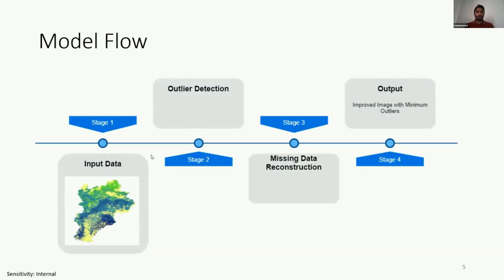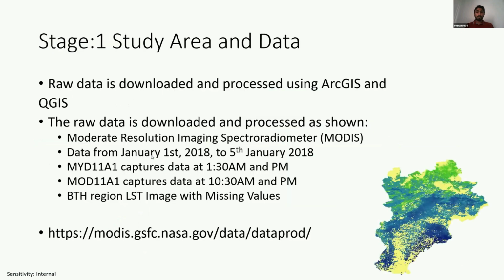The model flow starts with the input data, and then the second stage is outlier detection. Once detected, we move on to the reconstruction of the missing data. And then finally, we have the improved image. So the important thing here is to understand the study area and the data before we move further to the model. Now, the data is freely available on NASA's website.